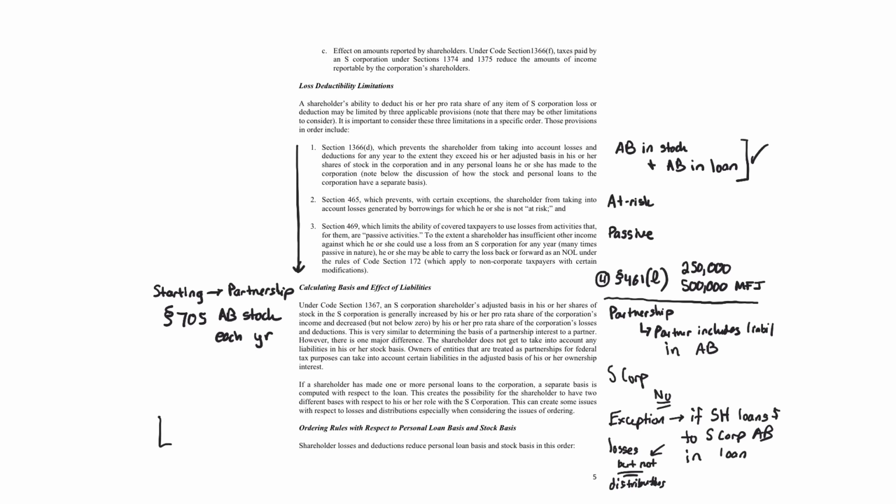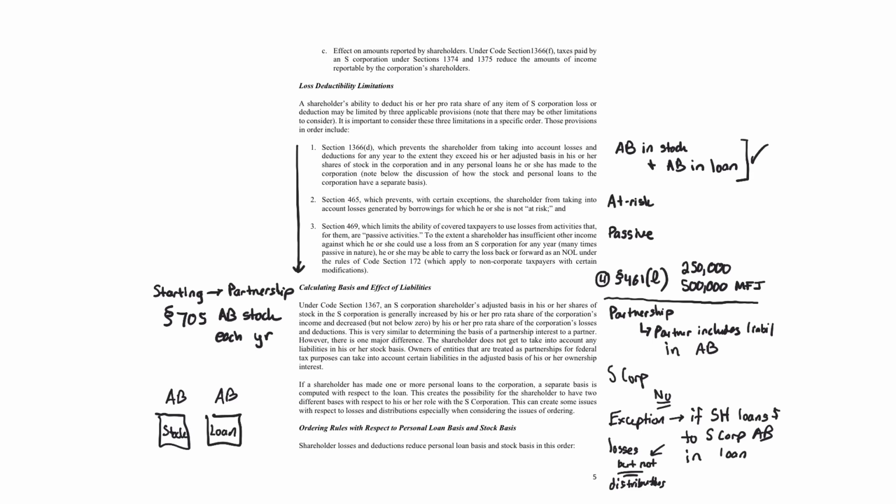So this is what we have here. If a shareholder has loaned money, we're going to have two bases. We're going to have the basis of the stock and the basis of the loan. Those are two bases that the shareholder has that we need to keep track of, because if there's a loss, we keep track of both of those.